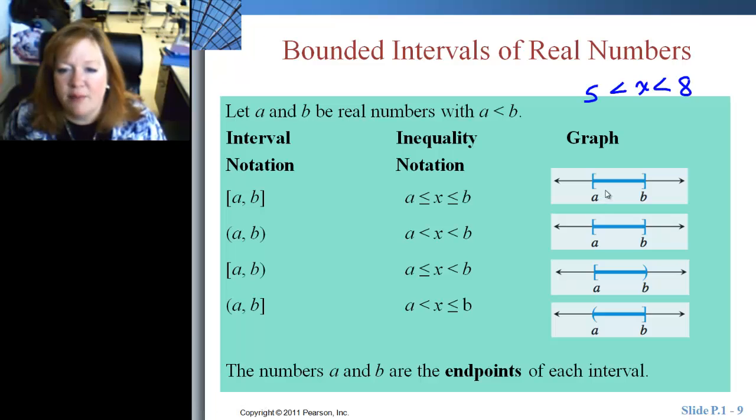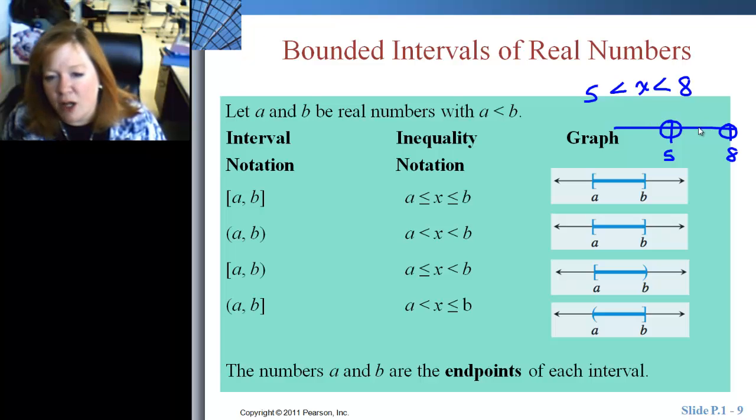You may have been familiar with the circles, the open dot and the closed dot. Let's say I had a number between 5 and 8. I read this as all numbers between 5 and 8. It doesn't include the 5 and it doesn't include the 8 because there's not an equal to symbol. So I put an open circle at 5, an open circle at 8, and I'd shade in between there.